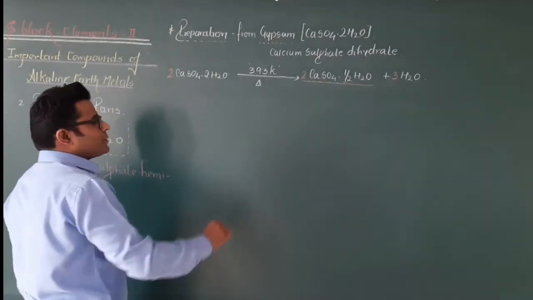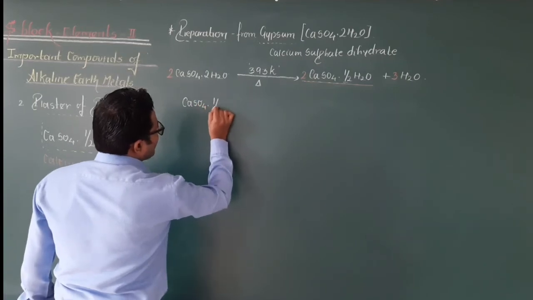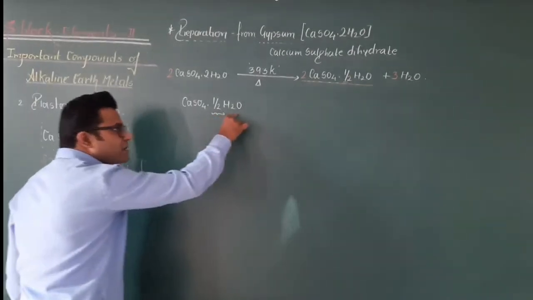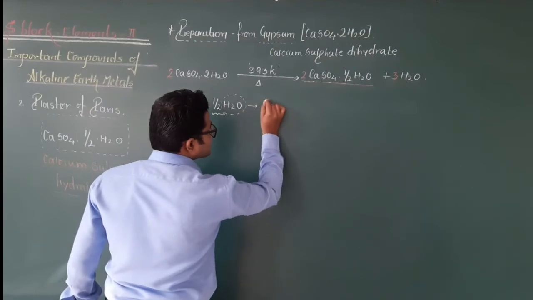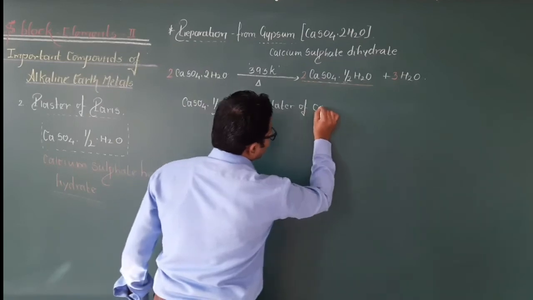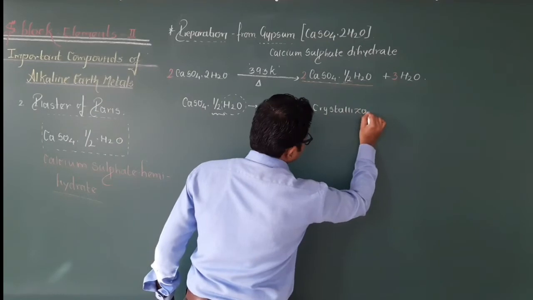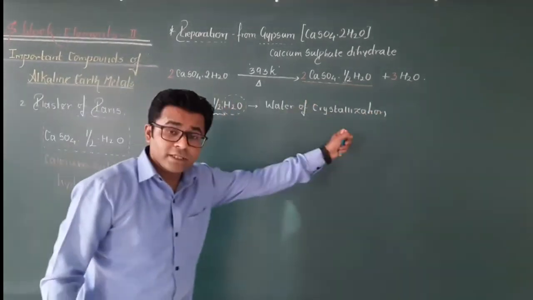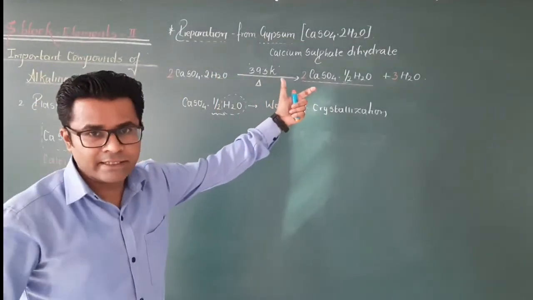Now, taking a look into this particular water molecule, as we write it, CaSO4 dot half H2O. Okay, now this particular half H2O, or whatever H2O is remaining here, this water is called water of crystallization. Okay, it is called water of crystallization. This is a very important thing for us and for this plaster to form the binding effects.